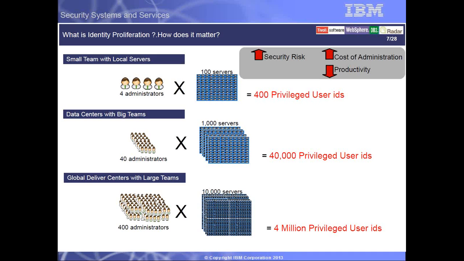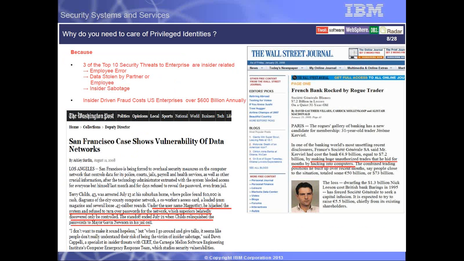Your data centers, it's a big team. You have 40 administrators, 1,000 servers, 40,000 privileged user IDs. The same way it goes from 400 to 4 million privileged user IDs, even considering one ID on each of these servers. Now the result: security risk, cost of administration, productivity goes down. So these are direct impacts of having this many IDs in the environment with privileged access. So that's identity proliferation.